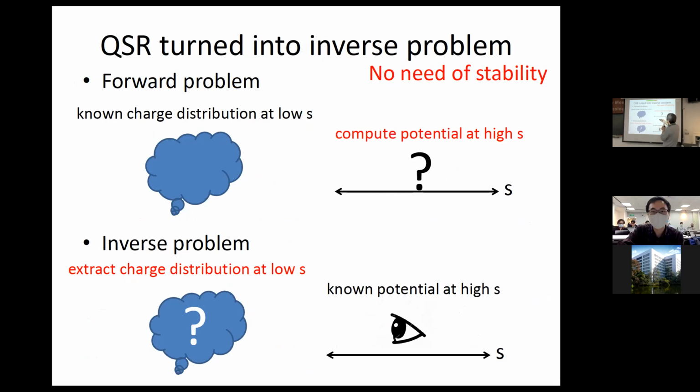And what is the inverse problem? This tells you what the forward problem is. Usually you know the charge distribution at some low s, then you can compute the potential from this charge distribution. So this is the so-called forward problem. In the inverse problem, we know the potential, and we want to extract the charge distribution from the low s. This inverse problem is much more difficult than the forward problem.